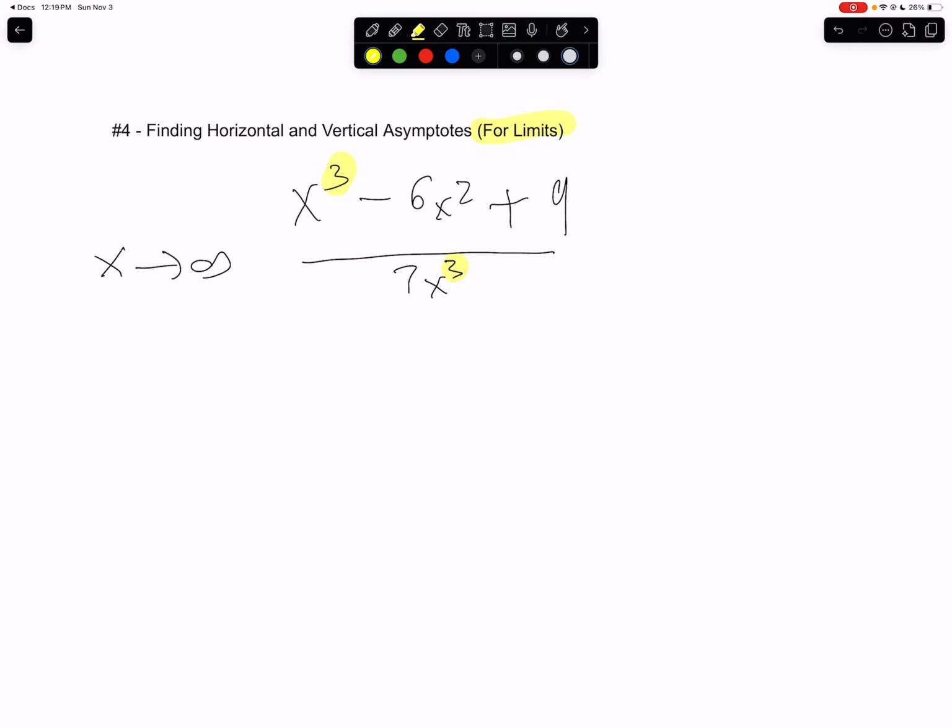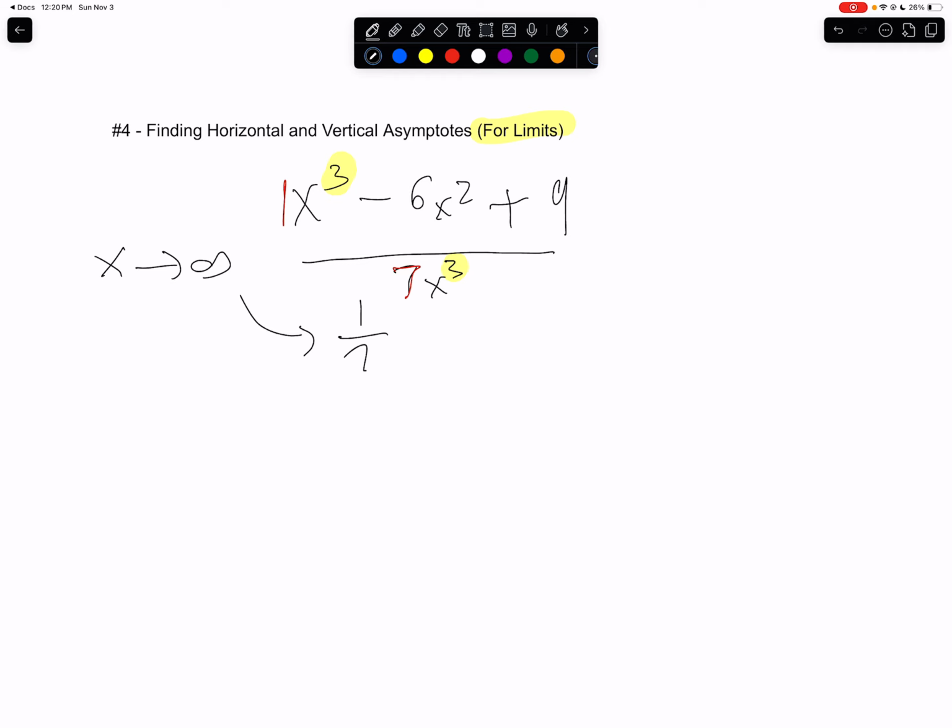We take the coefficients of those highest degree terms here. This would be a 1, and this would be a 7, and the ratio between those two would be 1 over 7. That's our horizontal asymptote, and when x approaches infinity of this, it will equal 1 over 7. So that's really the gist of it.